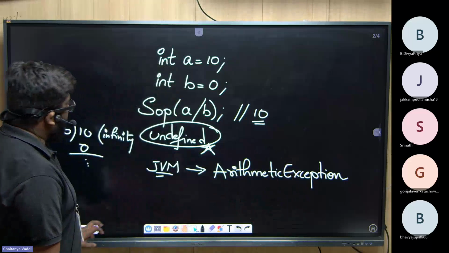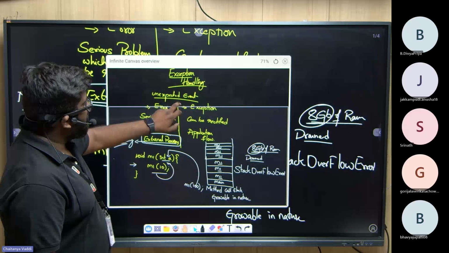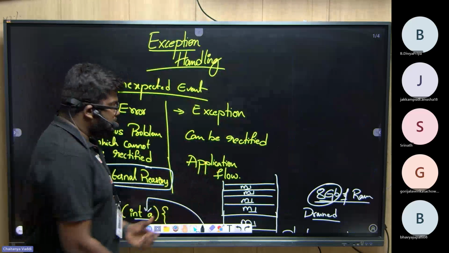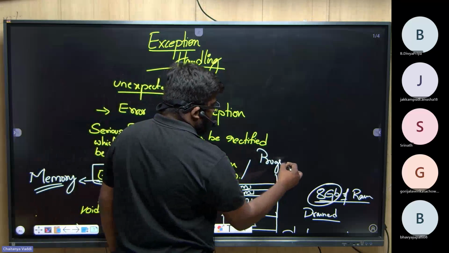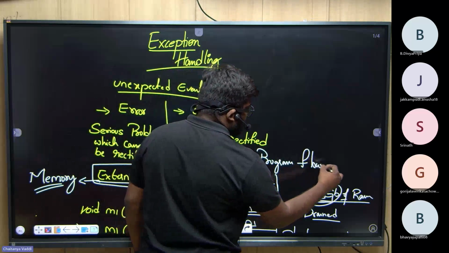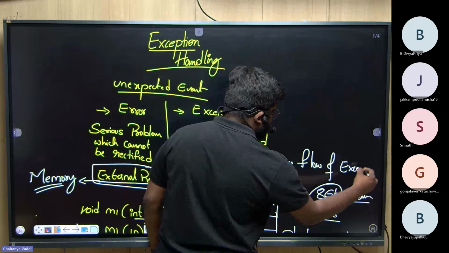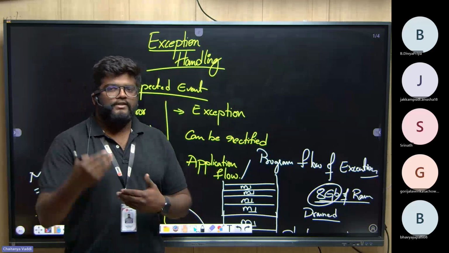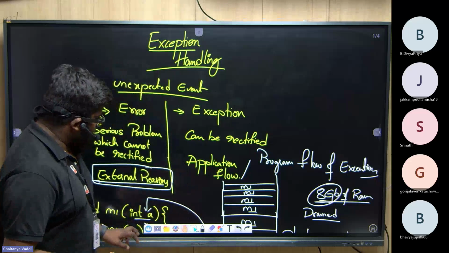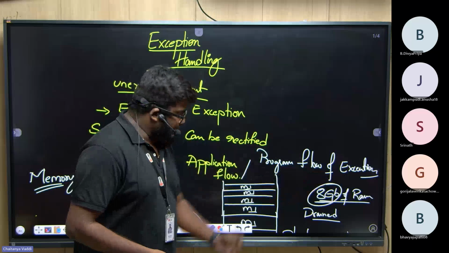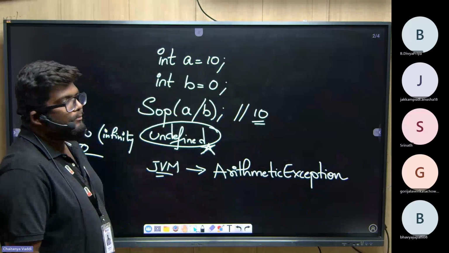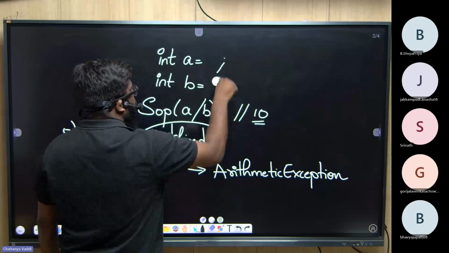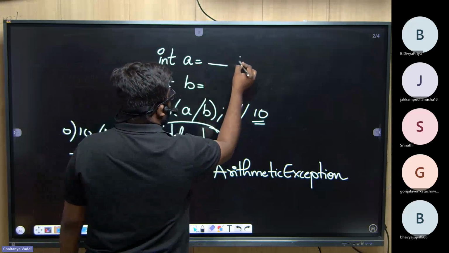Okay, and as I said, these exceptions can be rectified, and they actually happen inside the application flow, or you can also call this the program flow of execution. It can also happen inside the program flow of execution or application flow. Both are one and the same. Okay, so it is not hard coded mistakes, but it can happen because of the invalid inputs provided by a user. Suppose, let's say these two are not static values, but values that are provided by a user.